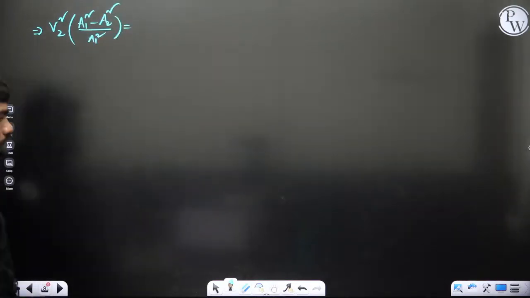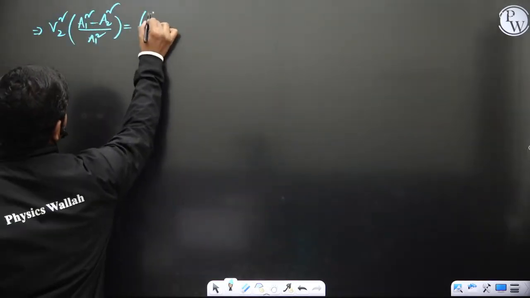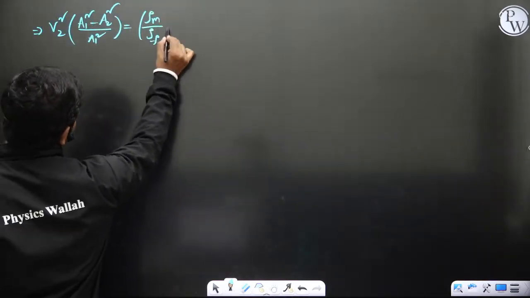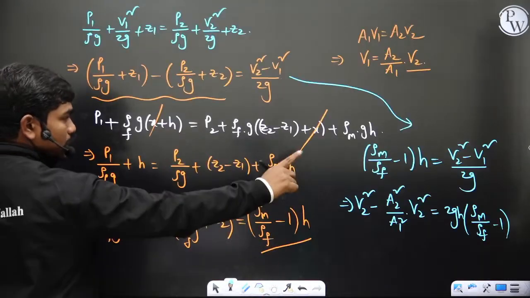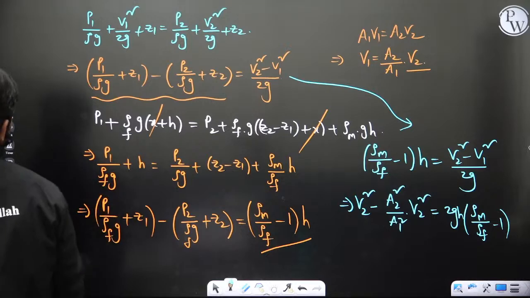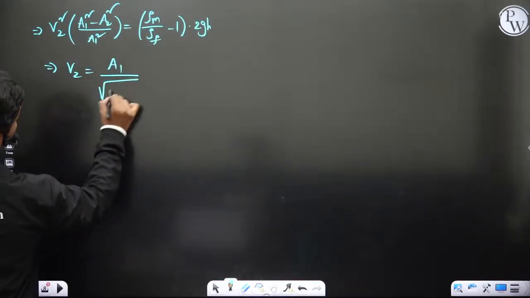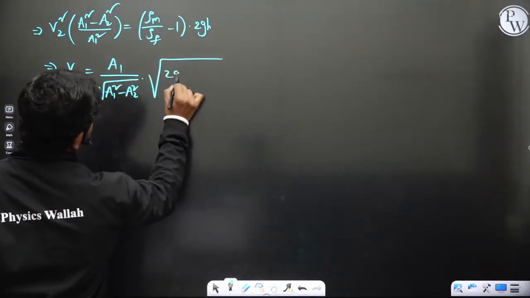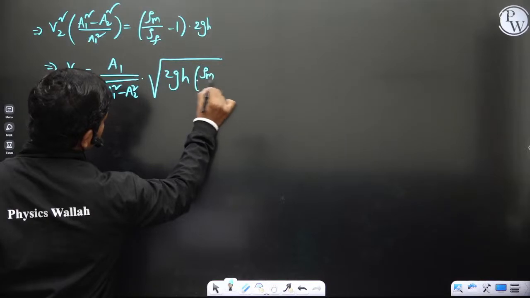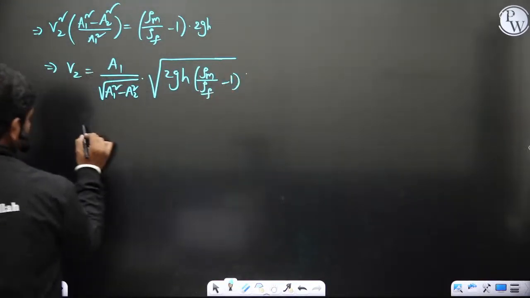So V2 square of this term is equal to 2gH times rho manometric by density of the fluid minus 1, correct? So V2 is equal to A1 by root of A1 square minus A2 square into root 2gH times density of mercury, whatever the manometric fluid, by fluid minus 1. Okay, so this is V2.